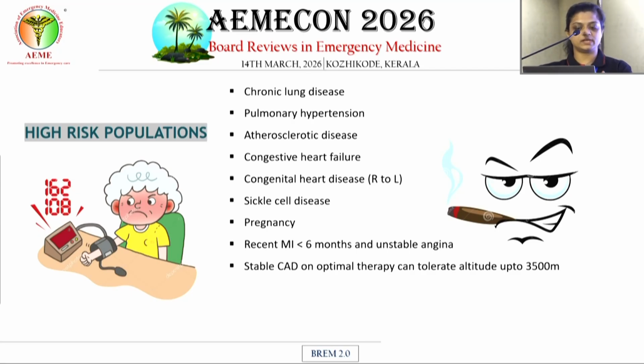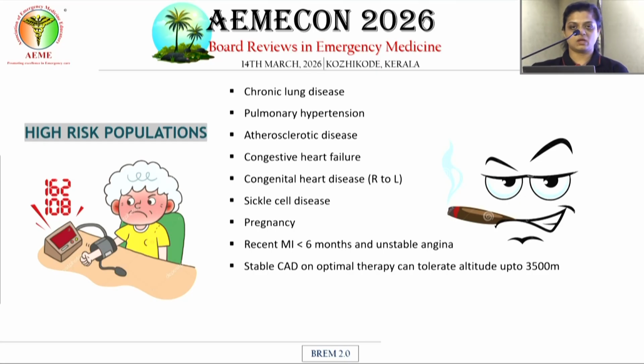Then atherosclerotic disease, congestive heart failure, and congenital heart disease with right to left shunt. Sickle cell disease, because again hypoxia will cause sickling. Pregnancy, a recent MI of less than 6 months, or unstable angina. Again, these people are high risk. Studies show that stable coronary artery disease patients on optimal therapy can tolerate altitudes up to 3,500 meters, but not above.